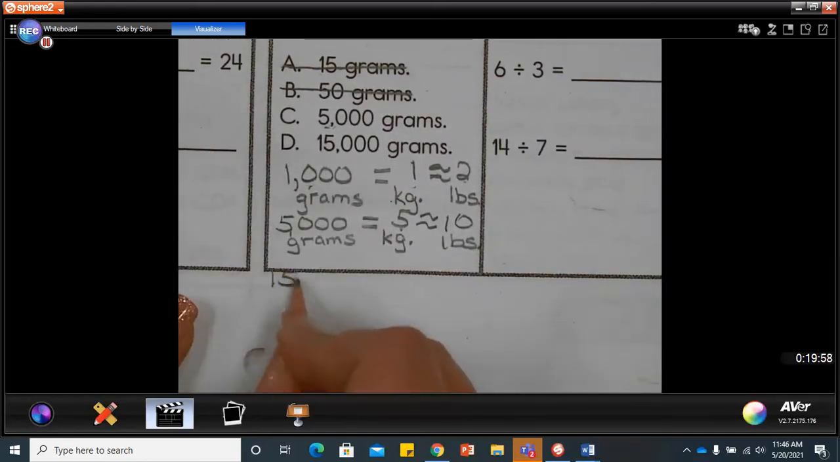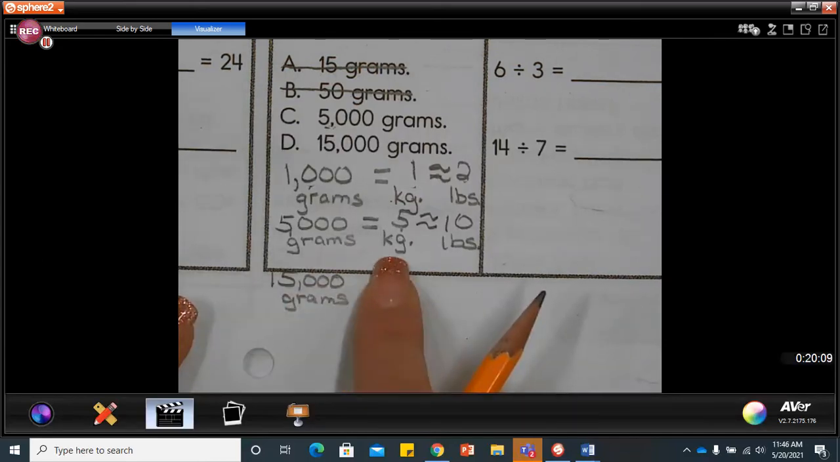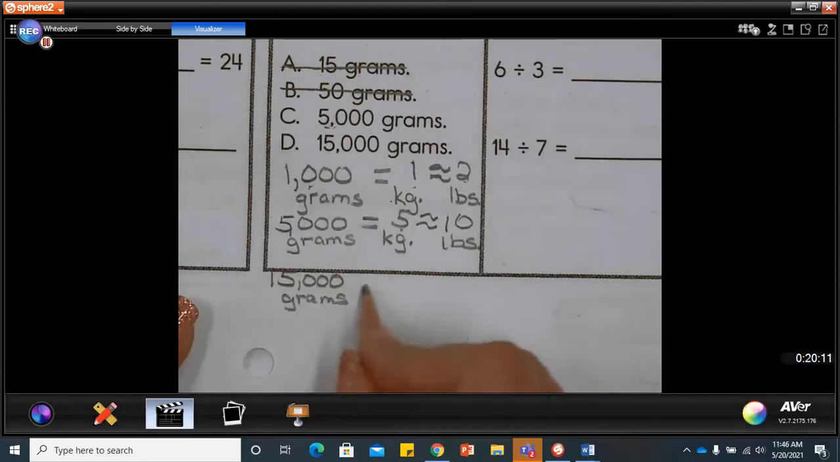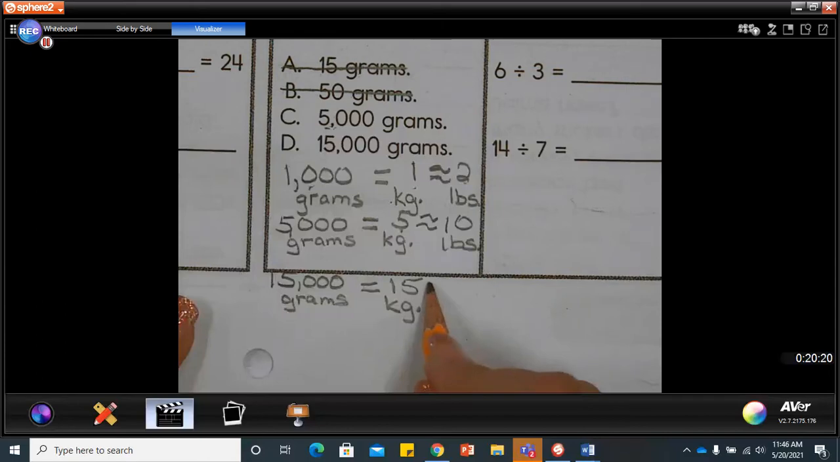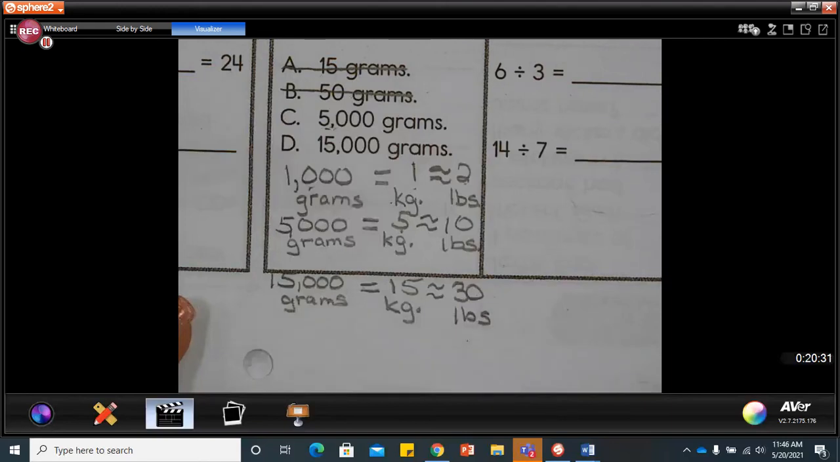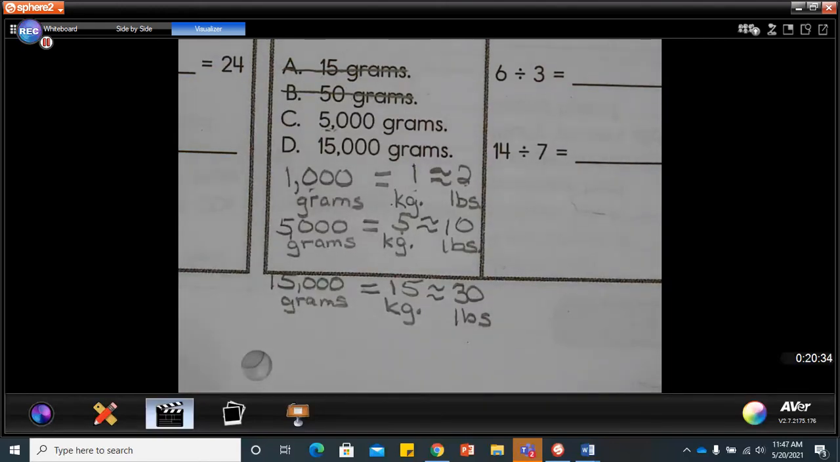Now, let's take the other example. Let's take 15,000 grams. And again, for every 1,000, I'm going to have 1 kilogram. So I will have 15 kilograms, and 15 times 2, because each kilogram is 2 pounds, is going to be 15 and 15 makes 30. 30 pounds.